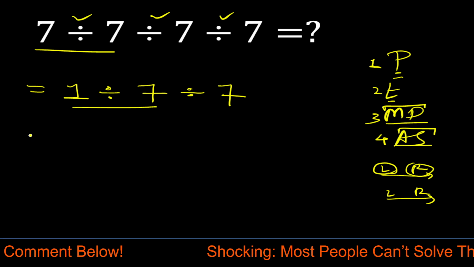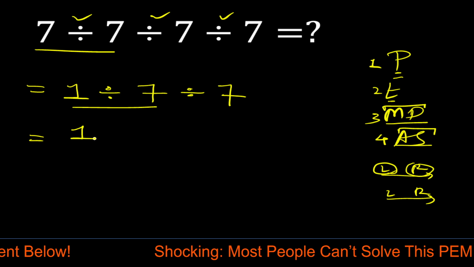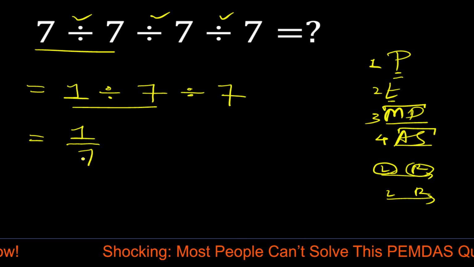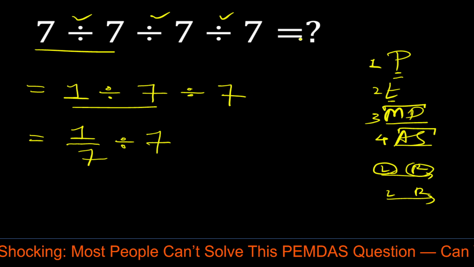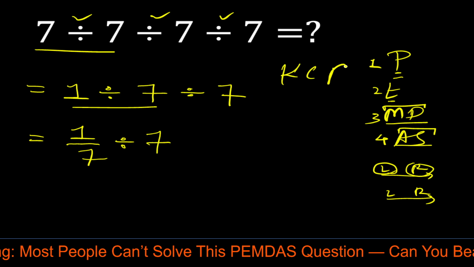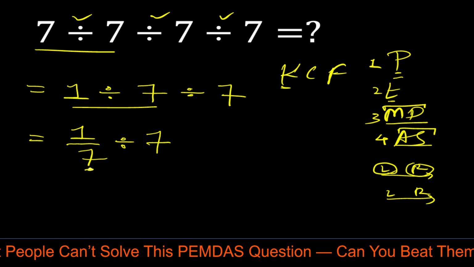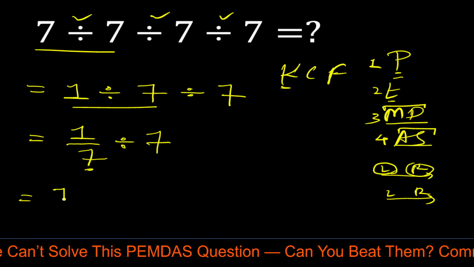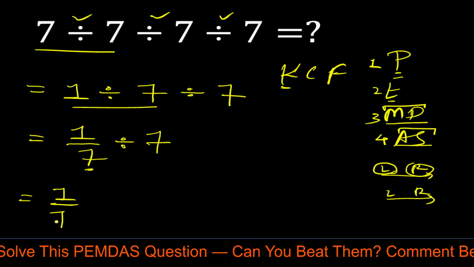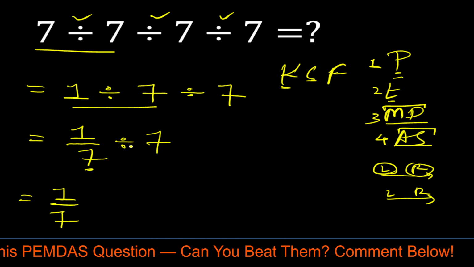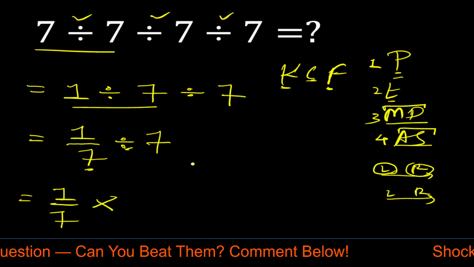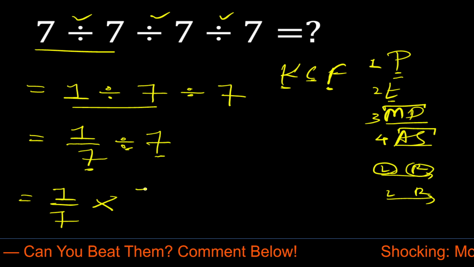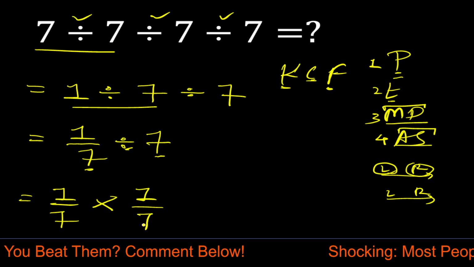Now 1 divided by 7 can be written as 1 upon 7 divided by 7. So now according to KCF rule, K means keep this first fraction 1 upon 7 as it is same. Then C means change this sign from division to multiplication. Then F means flip this second 7 is equal to 1 upon 7, right?